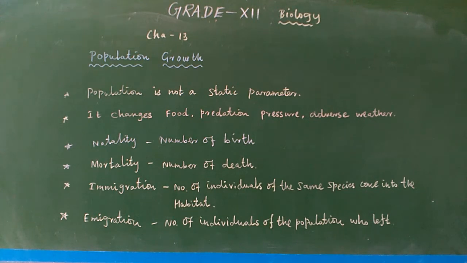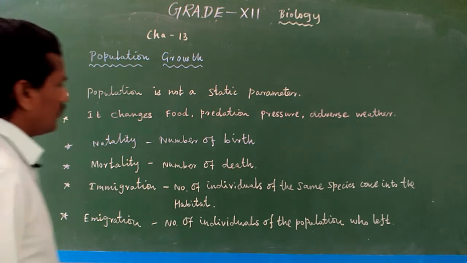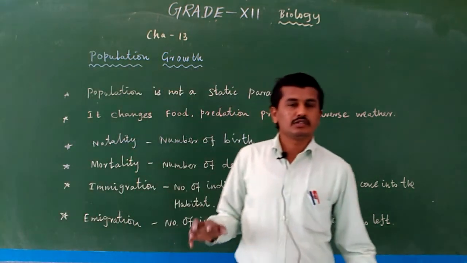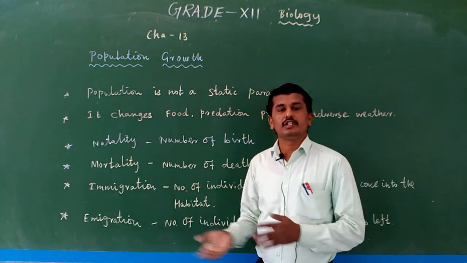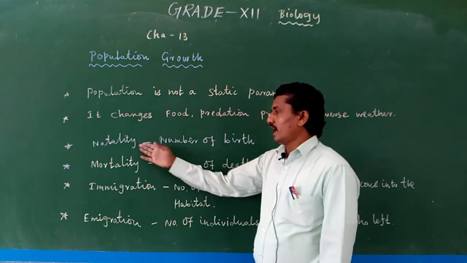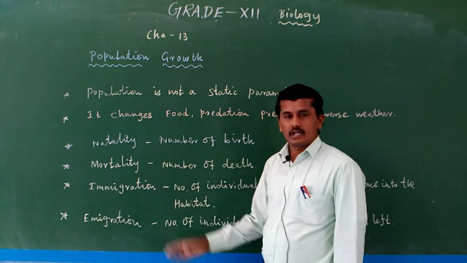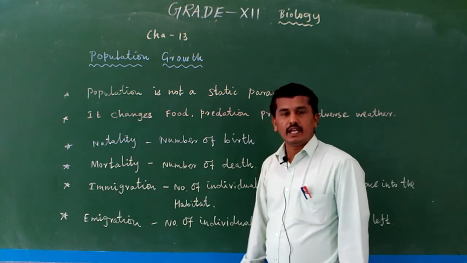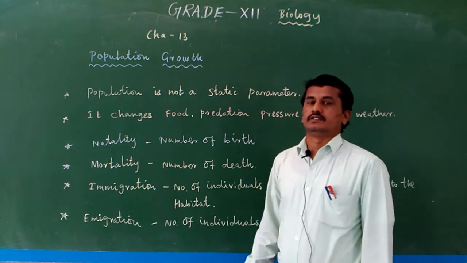Next, how do we calculate the number of population? How do we calculate whether population growth is increasing or decreasing? With the use of four factors, we calculate the population: natality, mortality, immigration and emigration.